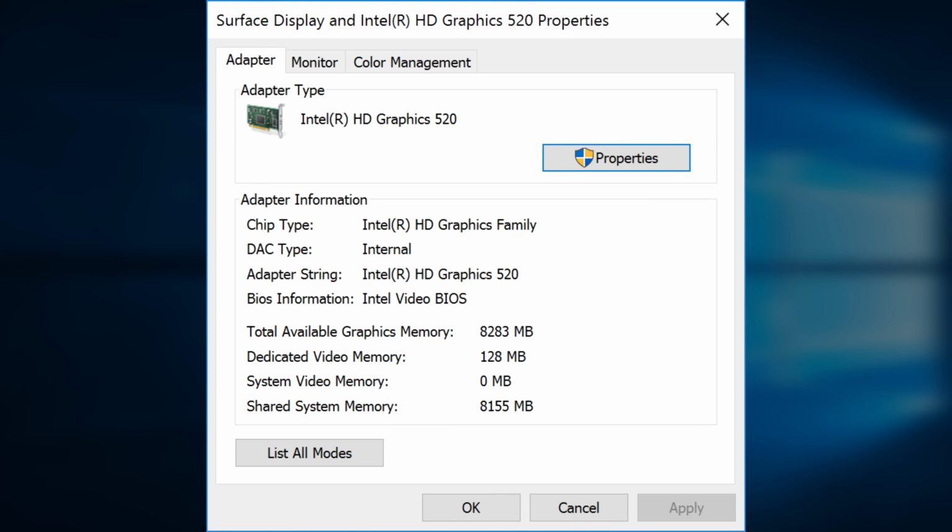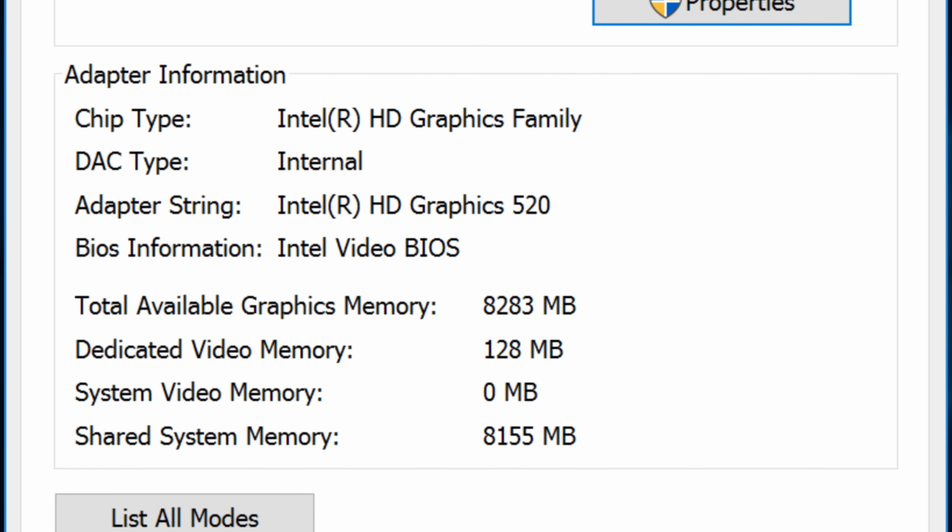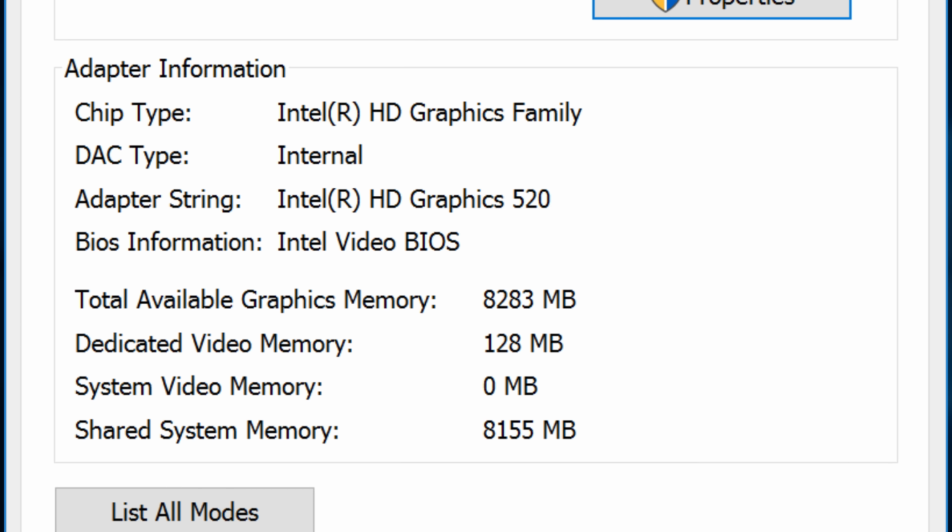Opening the properties pane for the Surface Display and Intel HD Graphics 520, you can clearly see here that the integrated GPU has only 128 megabytes of video memory. However, notice that the integrated graphics card also uses 8,155 megabytes of system memory. While the integrated GPU is built to only have 128 megabytes of video memory, it also uses another 8,155 megabytes of the system reserved or computer reserved memory so that it can process more information.